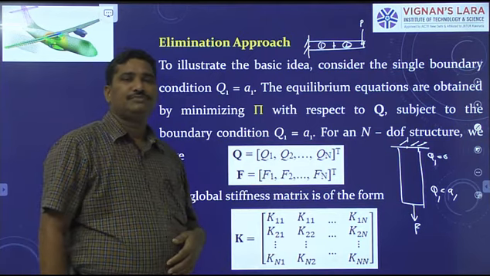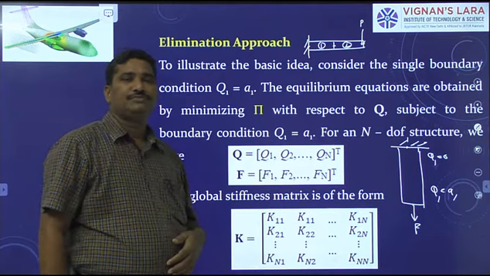Qn equals 1 mm. This is a known displacement. Therefore, we can consider the single boundary conditions such as Q1 equal to A1, Q2 equal to A2 and Q3 equal to A3 like that. And we can treat the boundary conditions using the elimination approach.